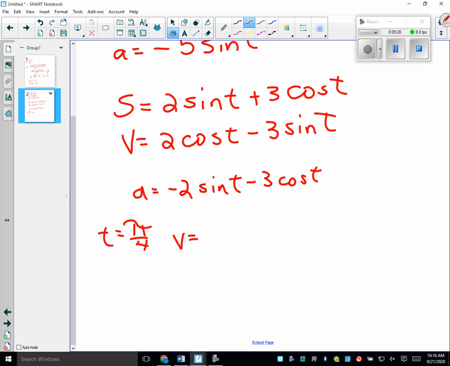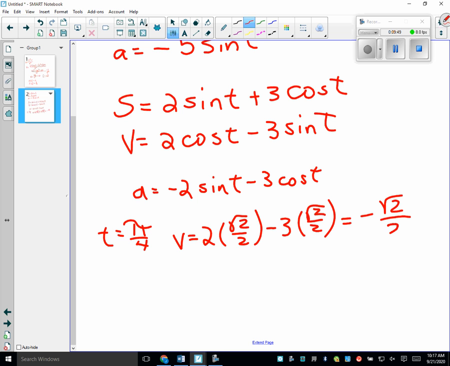So is velocity this? Is it negative 2 or is that switched? Wait, no, it did. Never mind. So isn't this negative radical 2 over 2? Yeah, it is. I would agree with that.